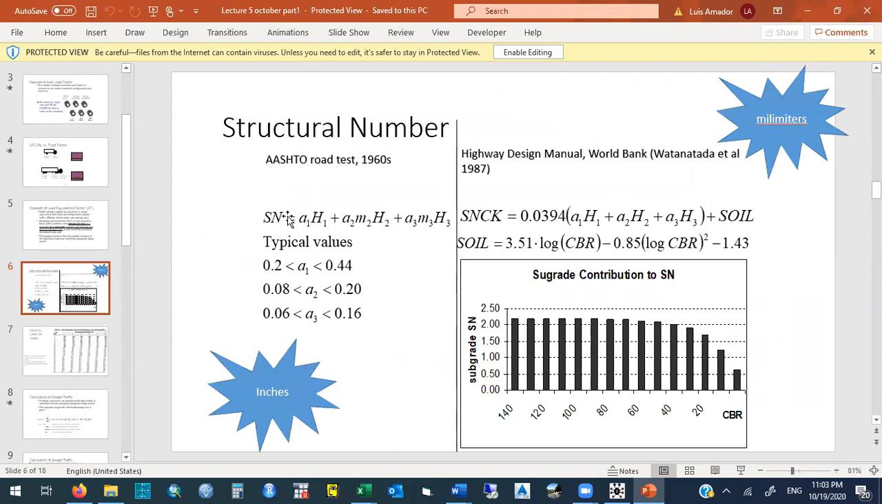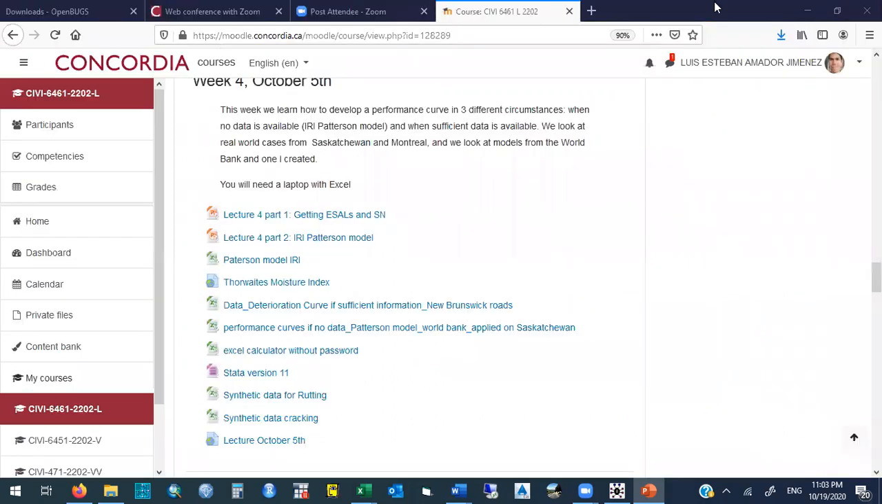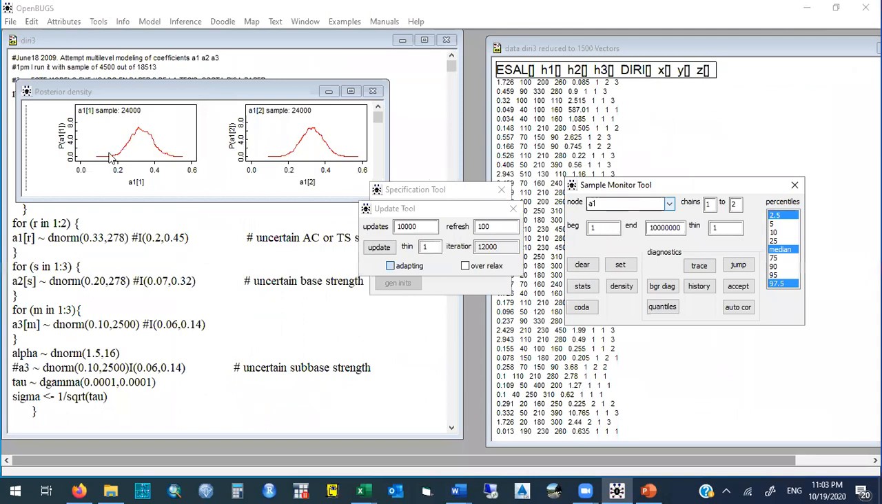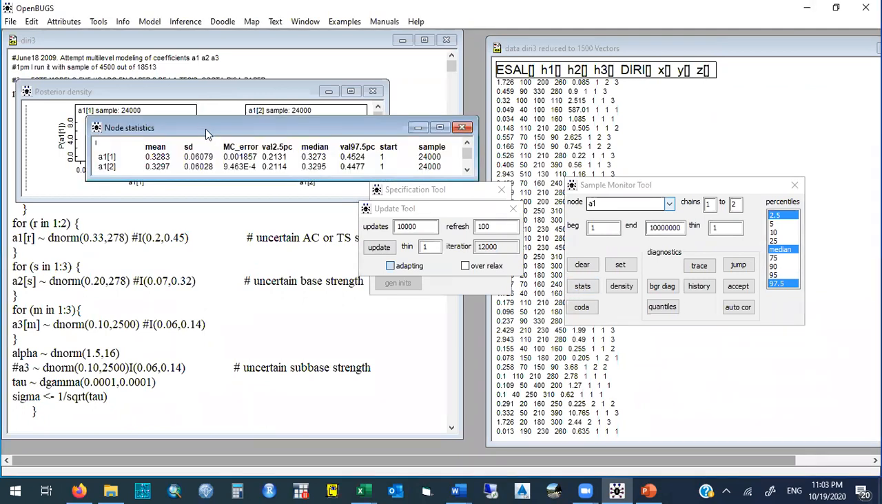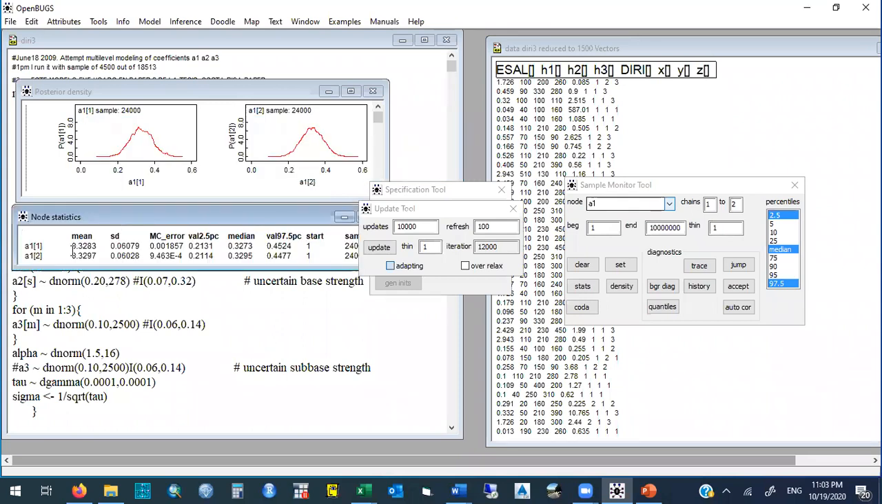Is this a structural number? And we know the values are between 0.2 and 0.44 for A1, okay? So here it is getting 0.3, well, we can see the values actually: 0.3283 and 0.3297. They're very close actually. This is because the information has been broken in two groups.